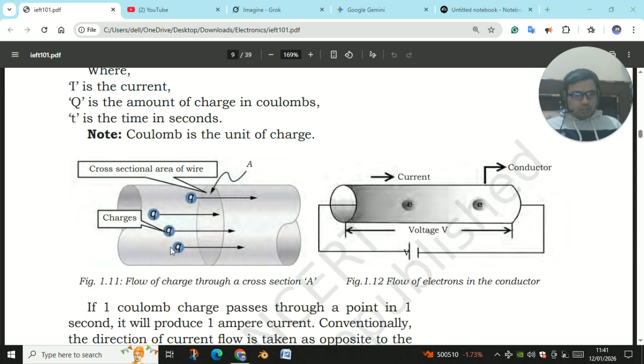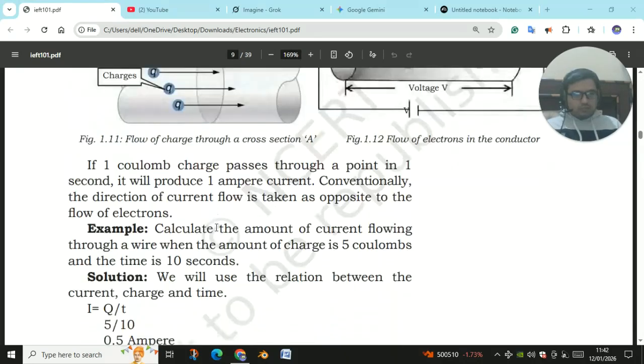This is the charge diagram, flow of charge through a cross section A. Q is charge and A is the cross section area of the wire. Flow of electrons in a conductor. If 1 coulomb of charge passes through a point in 1 second, it will produce 1 ampere current. Conventionally, the direction of current flow is taken as opposite to the flow of electrons.